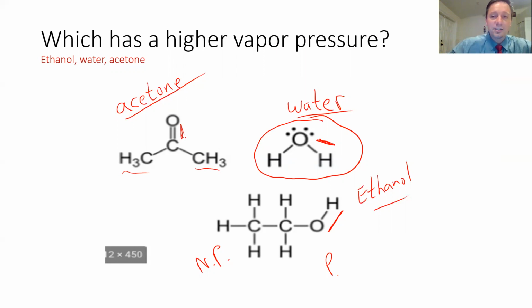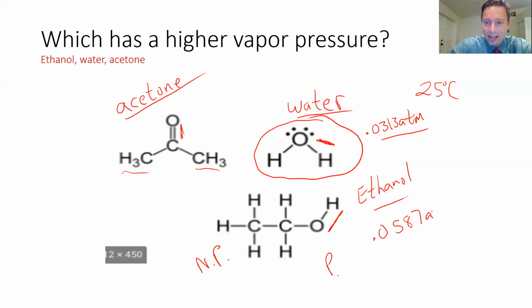So if we're just going to call this out at 25 degrees Celsius, the vapor pressure of water is basically 0.0313 atmospheres. If you talk about ethanol, it's 0.0587 atmospheres. You can see by looking at that, slightly higher, but not a tremendous amount, almost double, but it's still quite low. And then you come over here to acetone, it's 0.296 atmospheres.